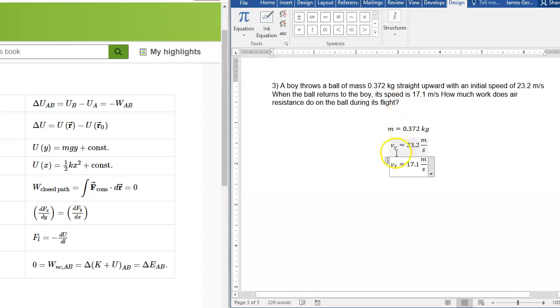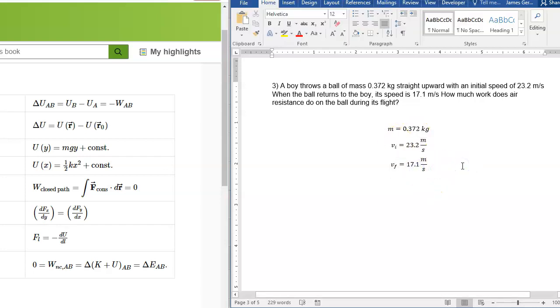All right, and so here's its initial velocity, and here's its final velocity. How much work does air resistance do on the ball? Well, the ball starts out and ends up in the same place.